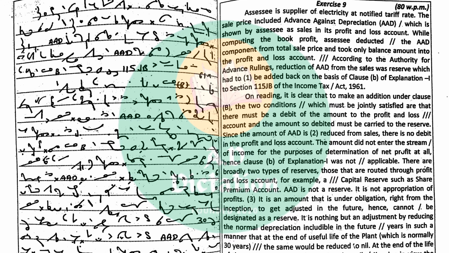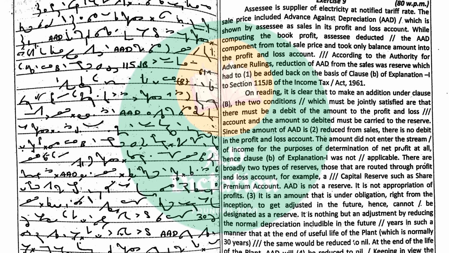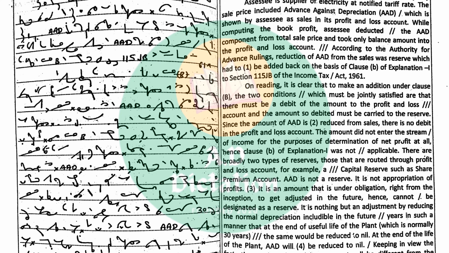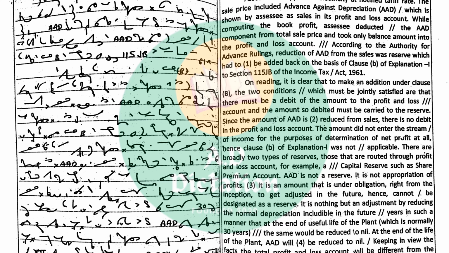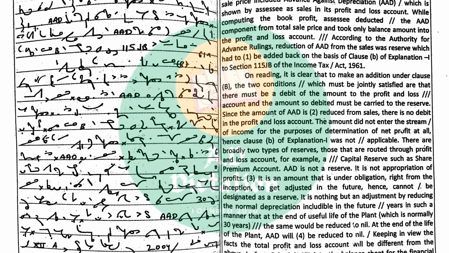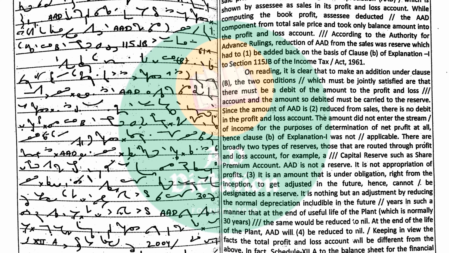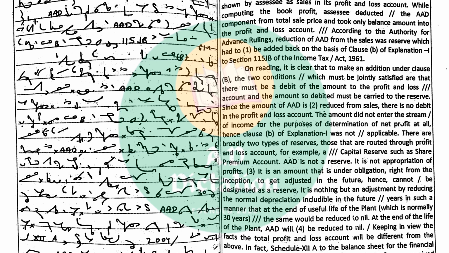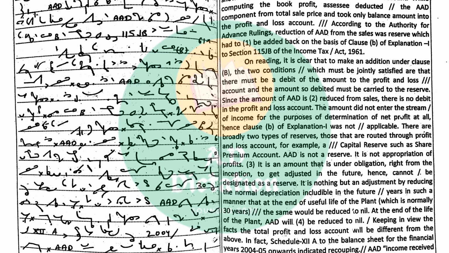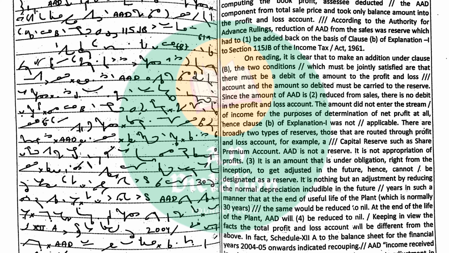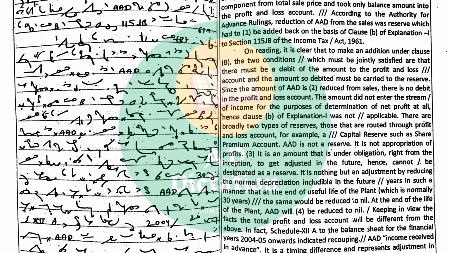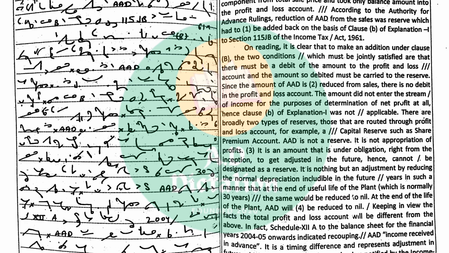On reading, it is clear that to make an addition under clause (b), two conditions must be jointly satisfied: there must be a debit of the amount to the profit and loss account, and the amount so debited must be carried to the reserve. Since the amount of AAD is reduced from sales, there is no debit in the profit and loss account. The amount did not enter the stream of income for the purposes of determination of net profit at all. Hence, clause (b) of Explanation 1 was not applicable.